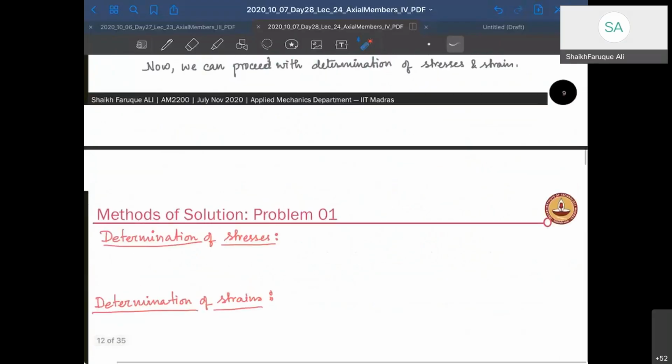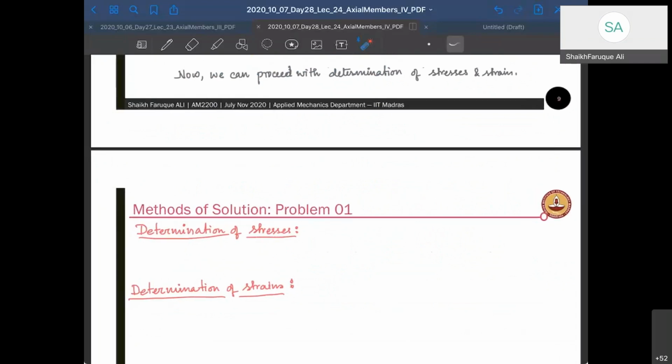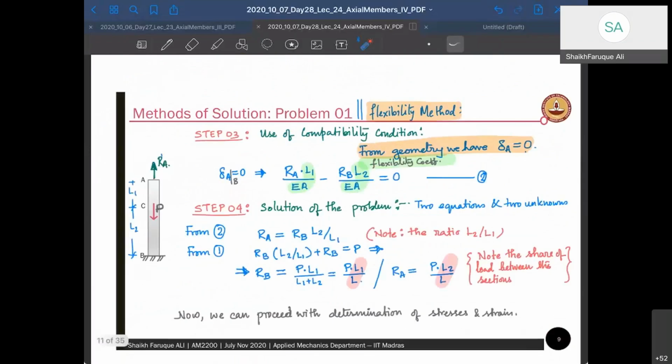Then you can determine the stresses once you know the loads, and you can determine the strains also once you know the load. I will leave it to you to do it. My problem is now solved, right? I know my RA that is given by this. I know my RB, which is given by this. Since RA and RB are known, you know the internal force that is acting here, and you can solve for stress and strain also. So do that yourself.